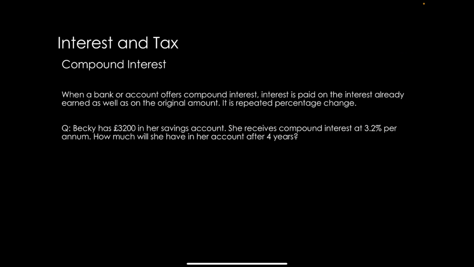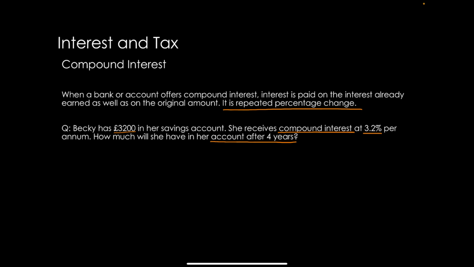Now then, that differs though to compound interest. When a bank or an account offers compound interest, interest is paid on the interest already earned as well as on the original amount. It's basically a repeated percentage change, a bit like what we were talking about when we were doing the hedgehogs or the car prices. So if Becky has £3,200 in her savings account, she receives compound interest at 3.2% per annum. How much will she have in her account after 4 years?